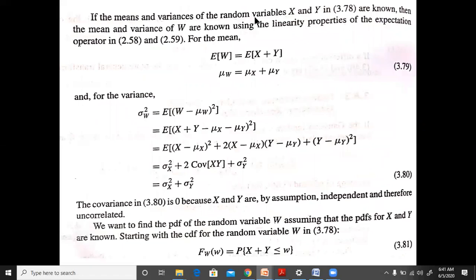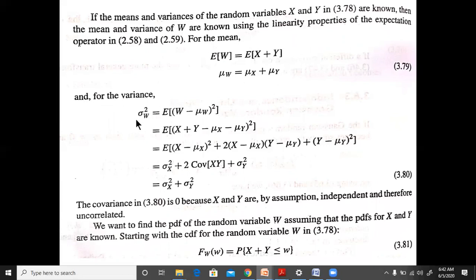if the mean and the variance of the random variables X and Y are known, then the mean and variance of W can be calculated using the linear properties of the expectation operator in equations 2.58 and 2.59. That is, E of W is equal to E of X plus Y. E of W is mu W. E of X plus Y will be nothing but E of X plus E of Y. That is, mu W is equal to mu X plus mu Y.